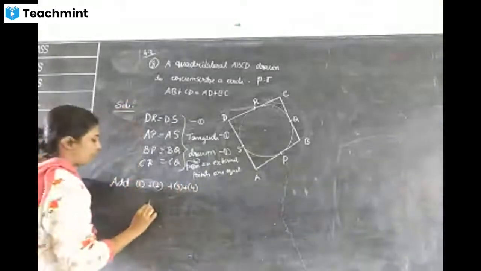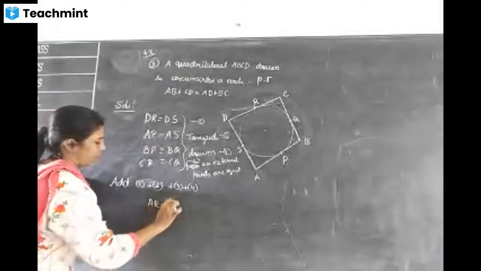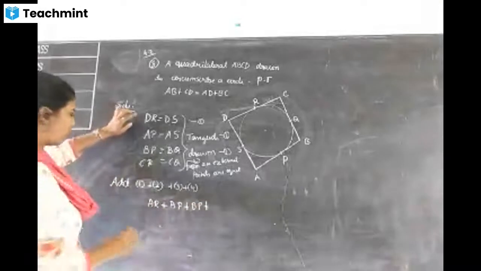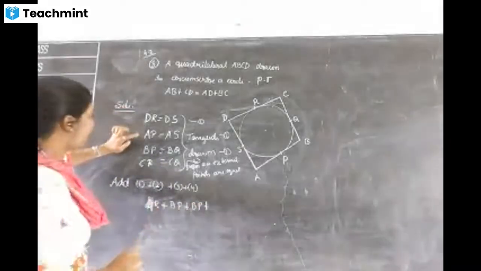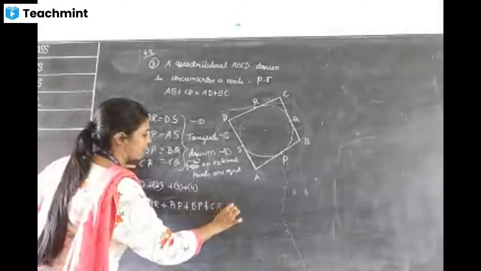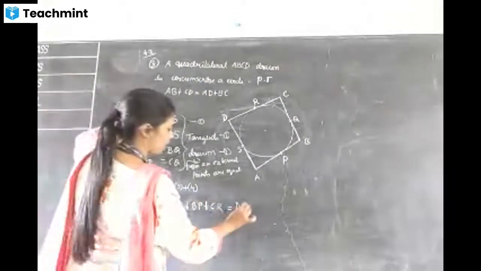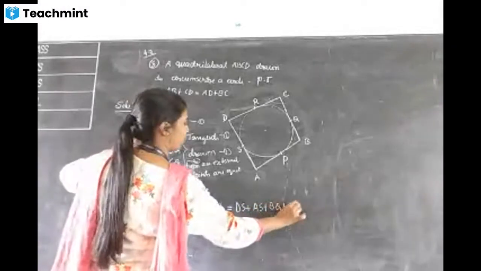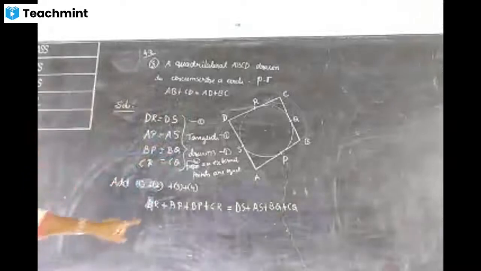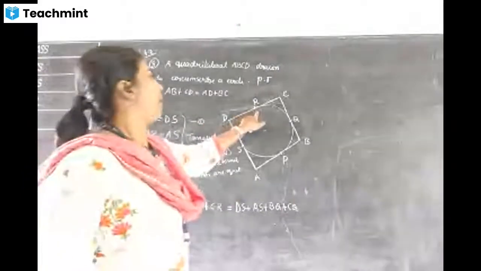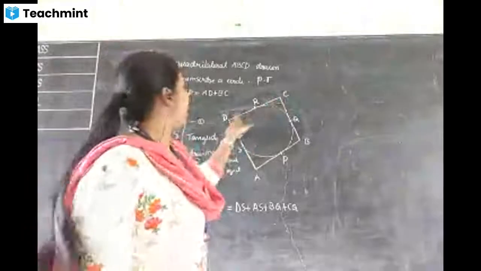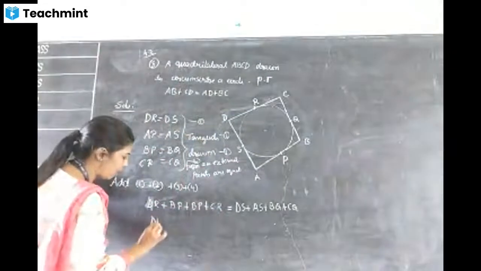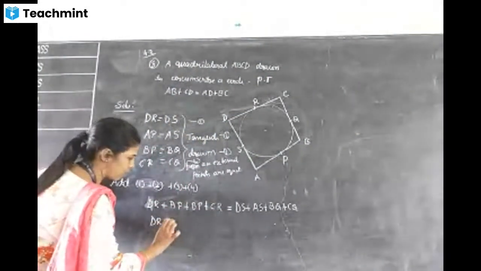Now write DR plus AP plus BP plus CR, that is equal to DS, AS, BQ, CQ. DR, where is DR? DR plus RC. Straight line I want to take. DR plus RC or CR.